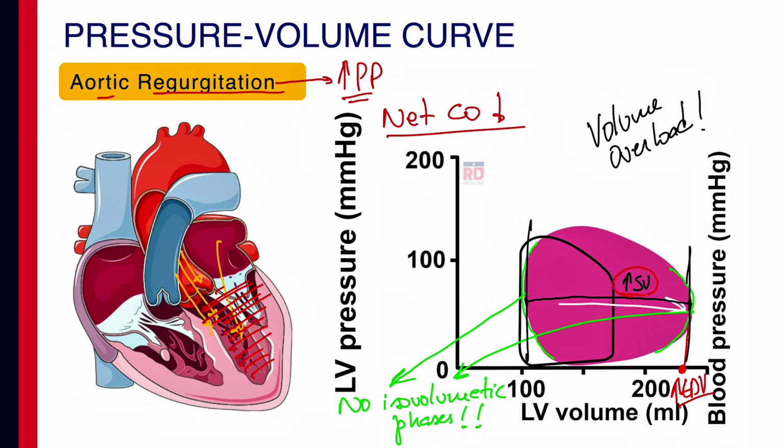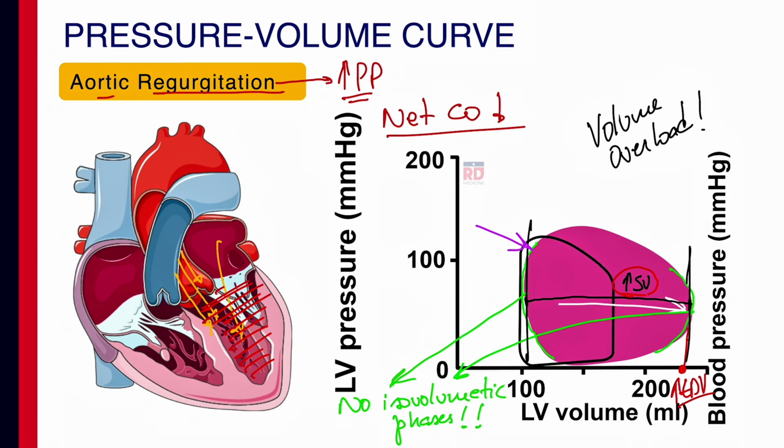Let's break it down. During isovolumetric contraction, in a normal heart, the mitral valve and aortic valve are both closed. Pressure builds with no change in volume. But in aortic regurgitation, the aortic valve is incompetent, okay? It's incompetent, so pressure rises, but some blood is already leaking out, so it's not truly isovolumetric. Same idea for isovolumetric relaxation. After ejection, when the aortic valve should be closed, blood is still leaking back in. So again, no phase where volume is constant, okay?